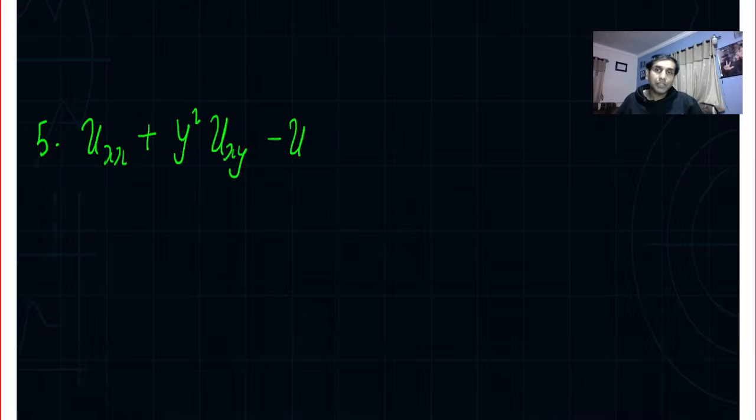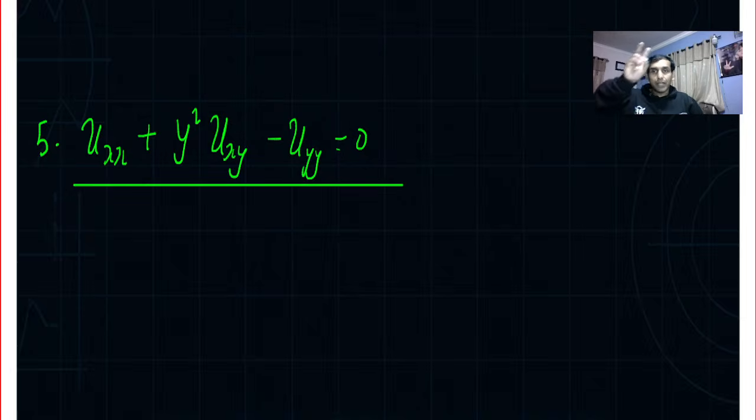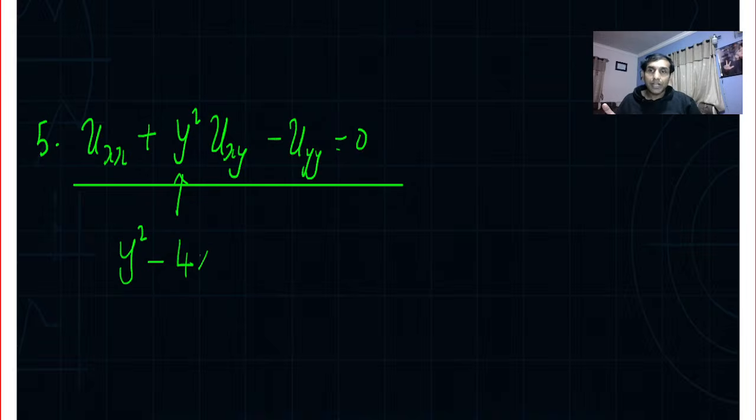Question number 5. uxx plus y square into uxy minus uyy equal to 0. Come on, this is a second order differential equation and it is a variable equation. Everything depends on the value of y. Discriminant is obviously b square minus 4 times 1 times minus 1, which is y square plus 4.